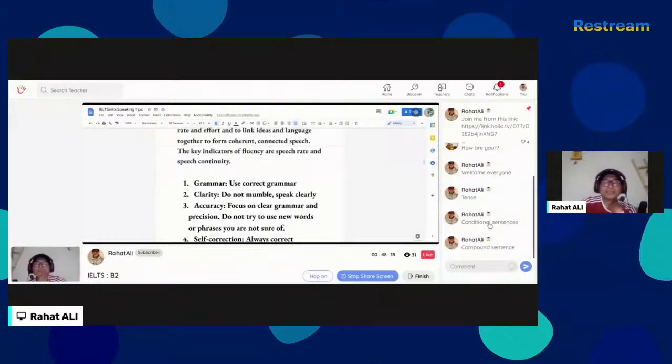Okay, so tense, conditional sentences, compound sentences. If you learn these three features of English grammar, if you know how to use them correctly and properly, definitely you can get a good score in the writing section as well as the speaking section.